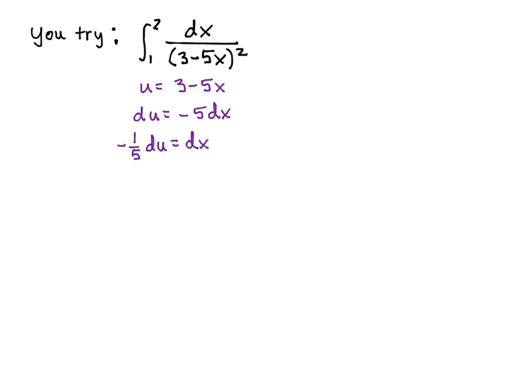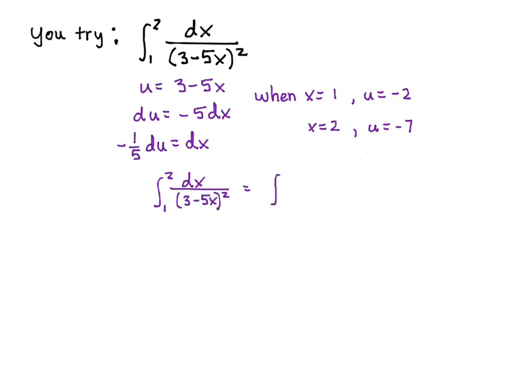Okay, so then from here, we're going to transform the values of x. So when x equals 1, we plug in a 1 here. 3 minus 5 times 1 is going to be negative 2. So when x equals 1, u equals negative 2. And then the upper limit: when x equals 2, we put a 2 in here, and we get 3 minus 5 times 2, which is negative 7. So we have everything to rewrite our integral with.